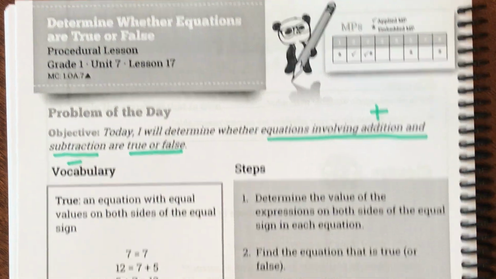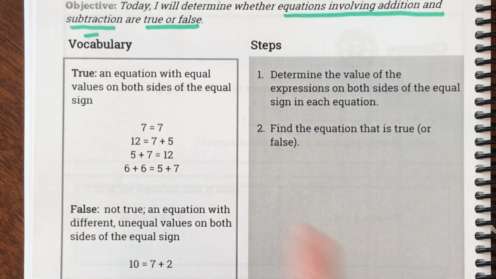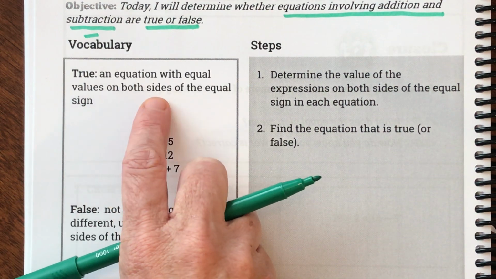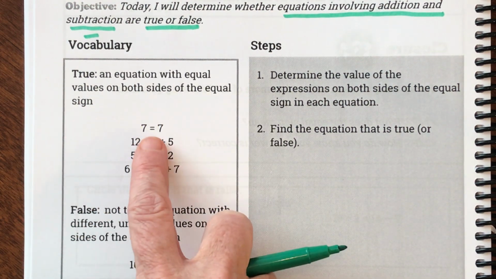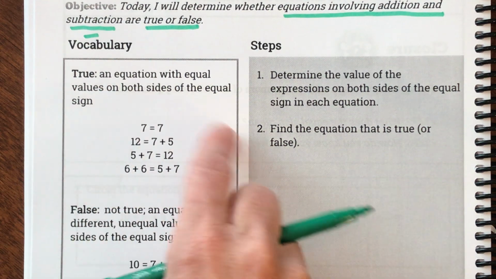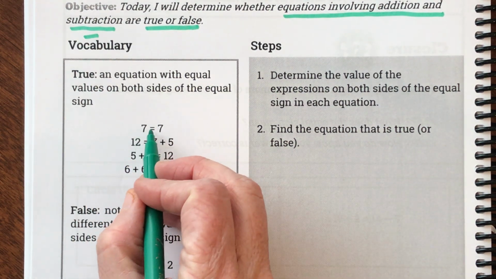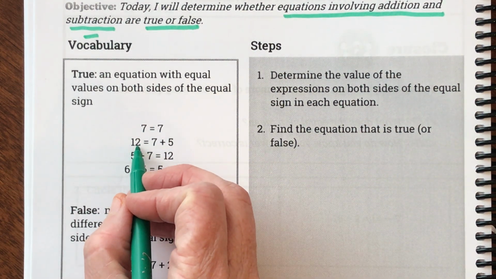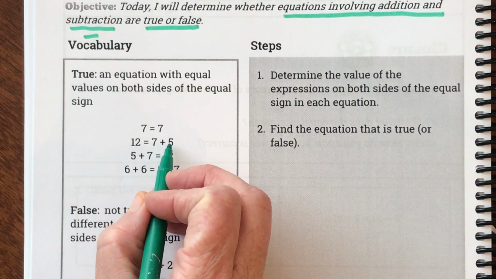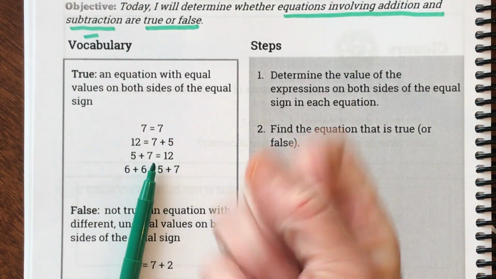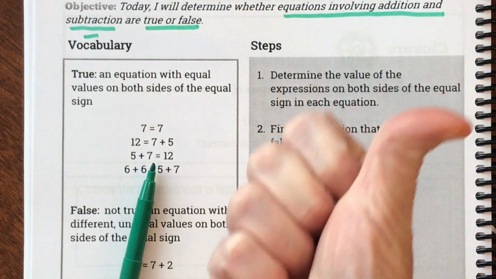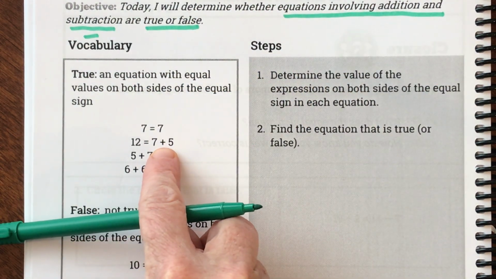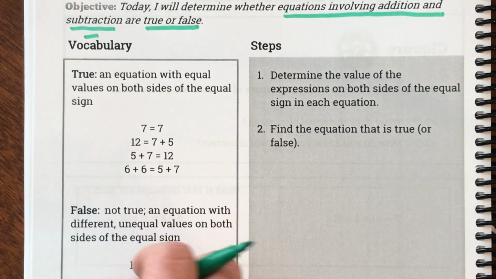Let's check out our vocabulary. The first thing we see is true. It means an equation with equal values on both sides of the equal sign. So this equal sign means the values have to be the same. So 7 is the same as 7, so they're equal. Over here, we have 12 is equal to 7 plus 5, because if I put 7 in my hand and count on, I have 7, 8, 9, 10, 11, 12. So this side of the equation is 12, and this side of the equation is 12.